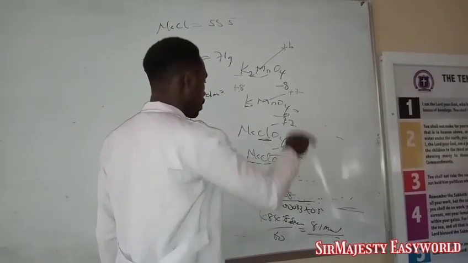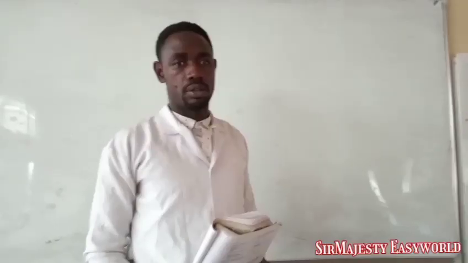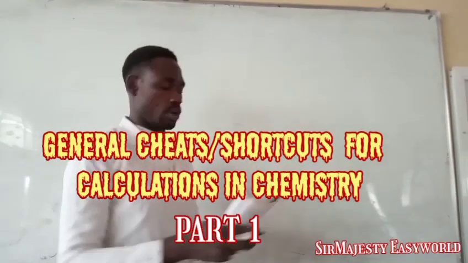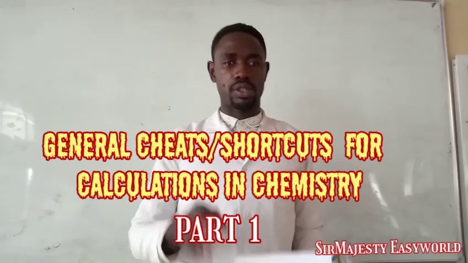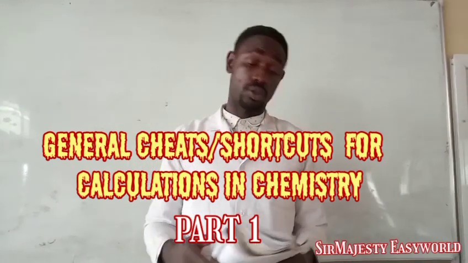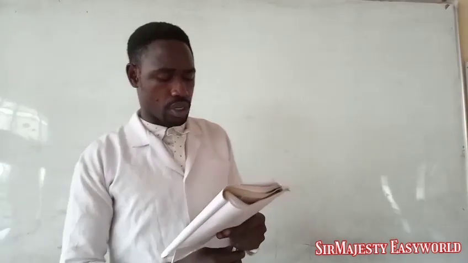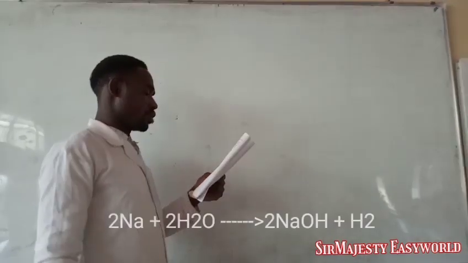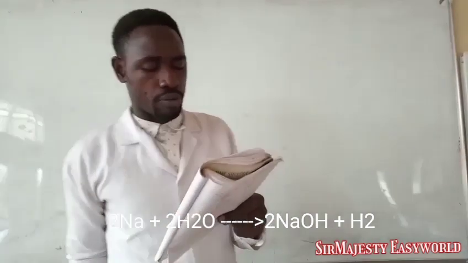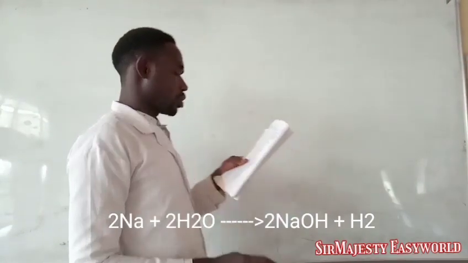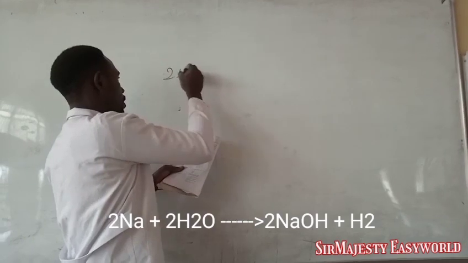Sodium trioxochlorate(V). Okay. Today we'll take a look at some of the cheats, an easy way to solve some JAMB questions and save your time in the hall and go straight to the answer, especially for calculations. We will go with this first question, which says, according to the equation you see on the screen, 2 moles of sodium reacted with 2 moles of water to give you 2 moles of sodium hydroxide.